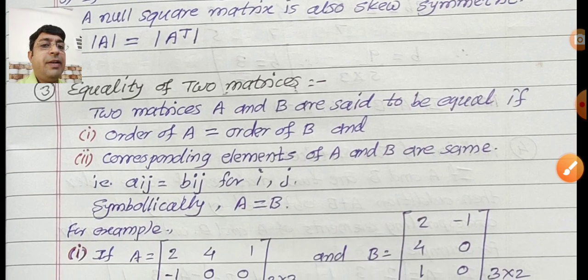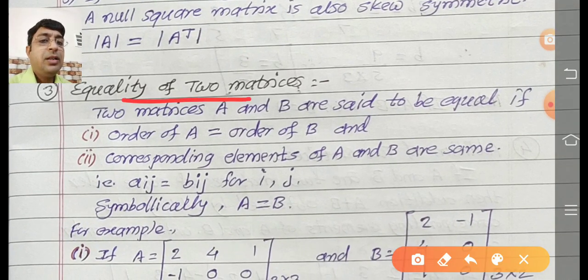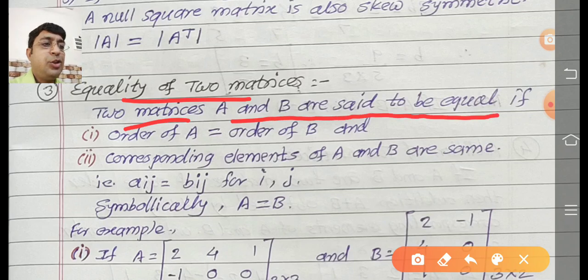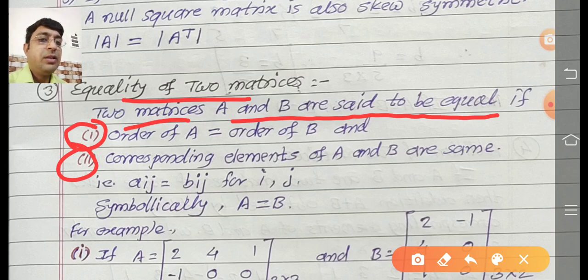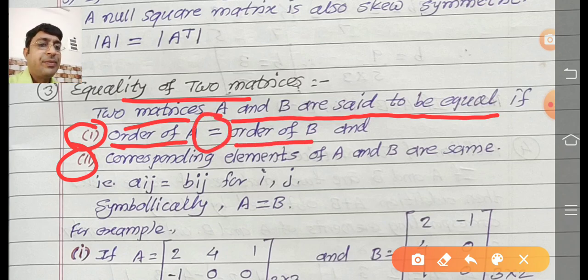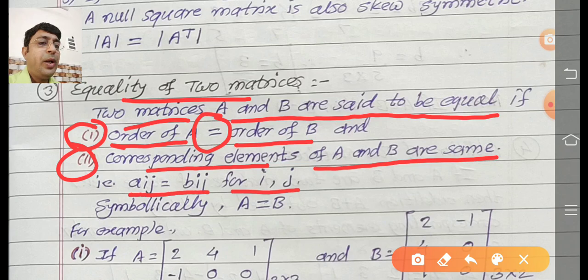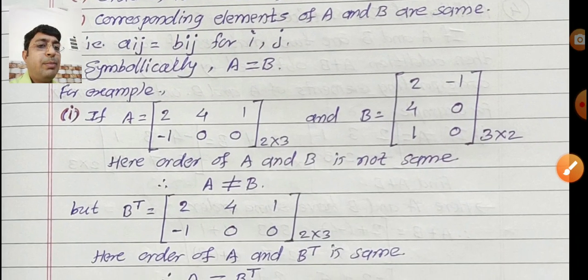Next type is equality of two matrices. Now two matrices A and B are said to be equal if two conditions are satisfied. When we see whether the given two matrices are equal or not, the first condition is that the order of matrix A and the order of matrix B are equal. And the second one, corresponding elements of A and B are the same. That is Aij equal to Bij for all i and j. i means row and j means column number. Symbolically, matrices A and B are equal. For example, check here.